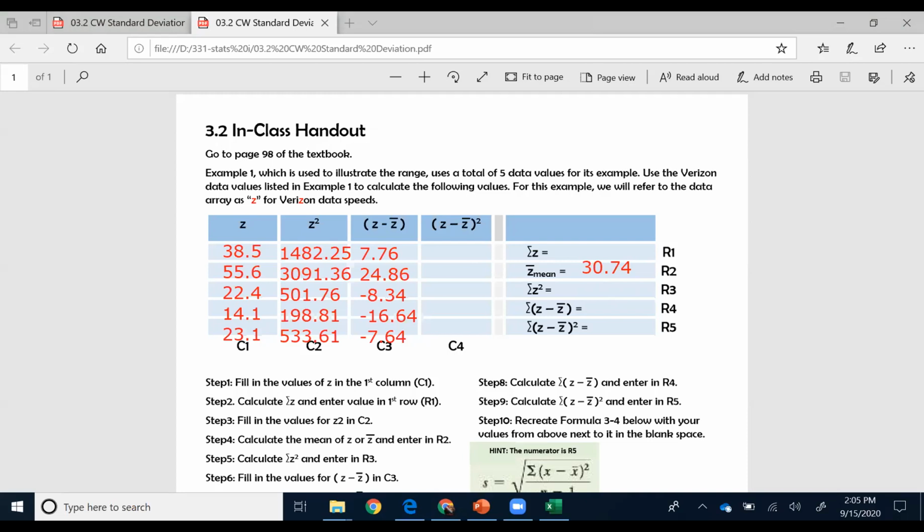And that value is 60.21. The values we're using already have 2 decimal points, so we're going to take it to 1 more decimal point, which is 3.